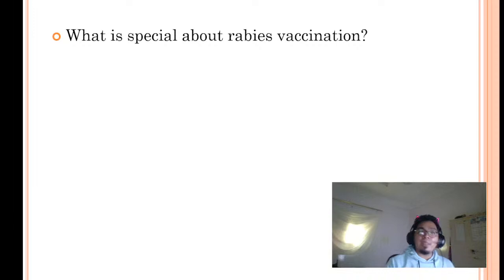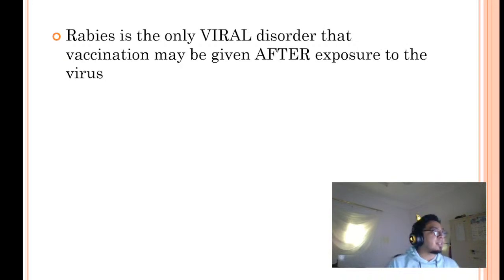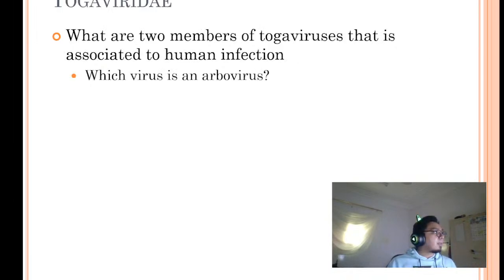And what is special about rabies vaccination? Basically, you need to have the virus in the body, and then they give you the vaccine after exposure to the virus, as opposed to your hepatitis B vaccine. They will give that to you before doing an activity that might risk you getting the virus. So you get the rabies vaccine after you've been suspected of getting inoculated by the virus. So that's the difference about the vaccination.